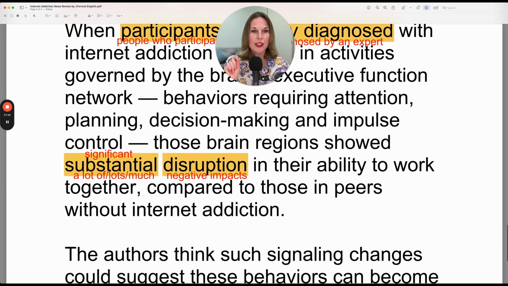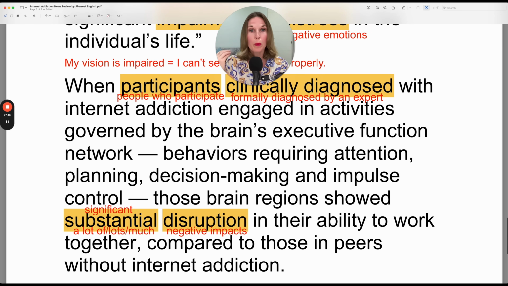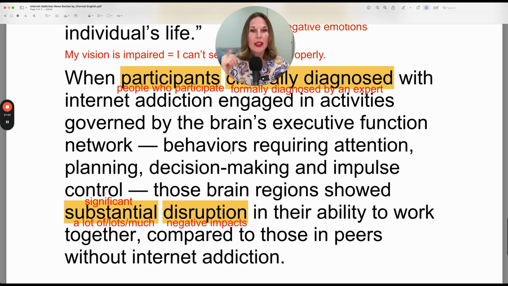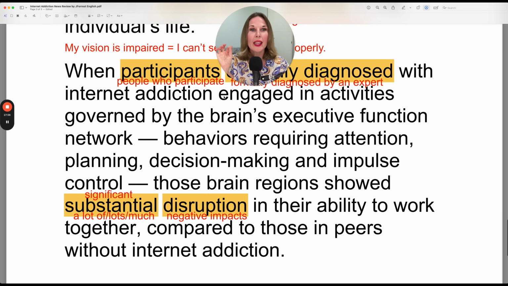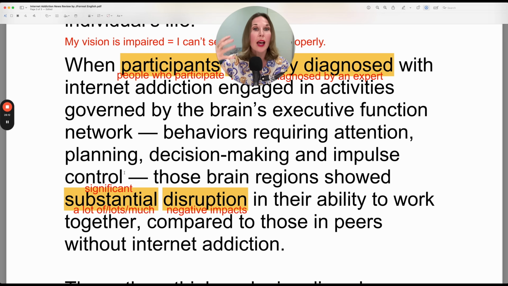Those brain regions showed substantial disruption in their ability to work together compared to those in peers without internet addiction. So all this to say, the participants, so people who have internet addiction, when they engaged in activities governed by is a very formal way of saying did activities. So when they did activities requiring their attention, planning, decision making, or impulse control, those were the type of activities.